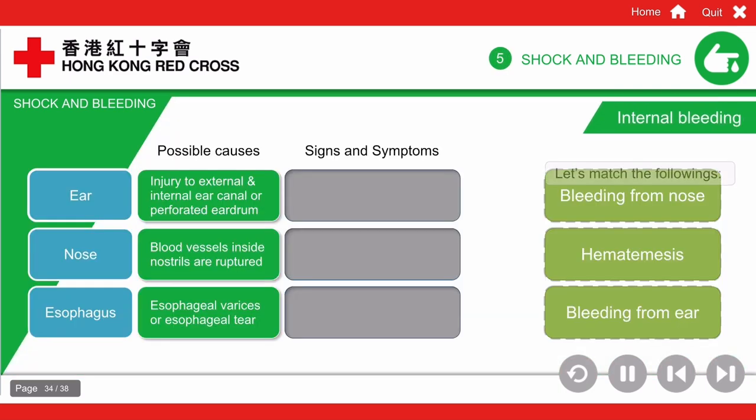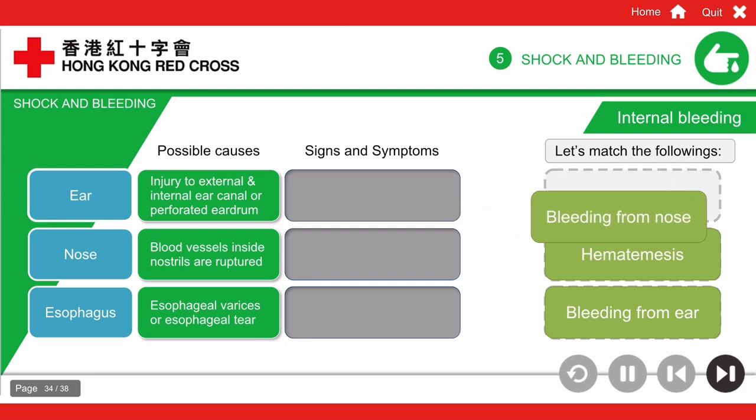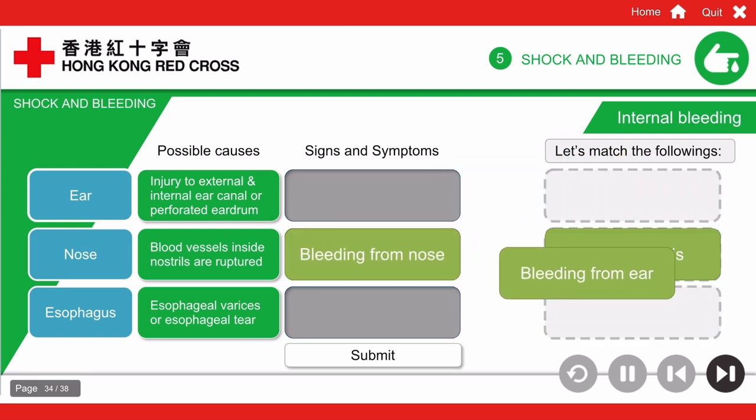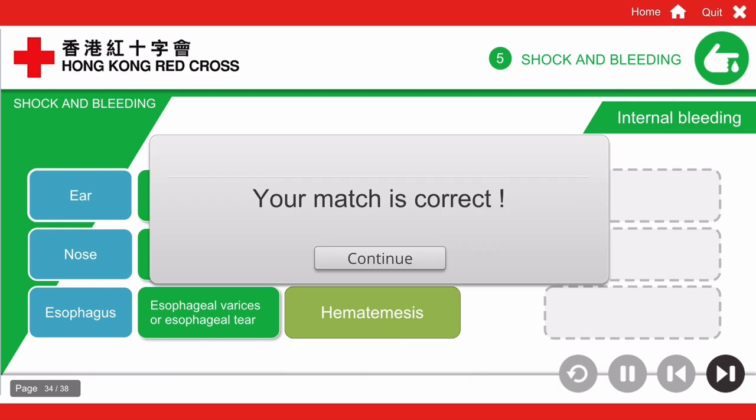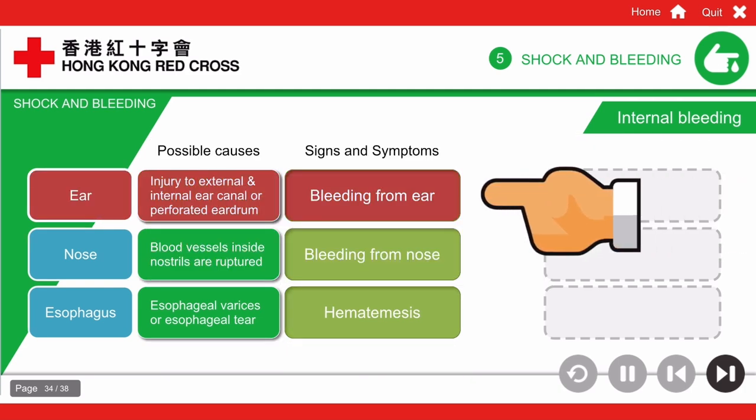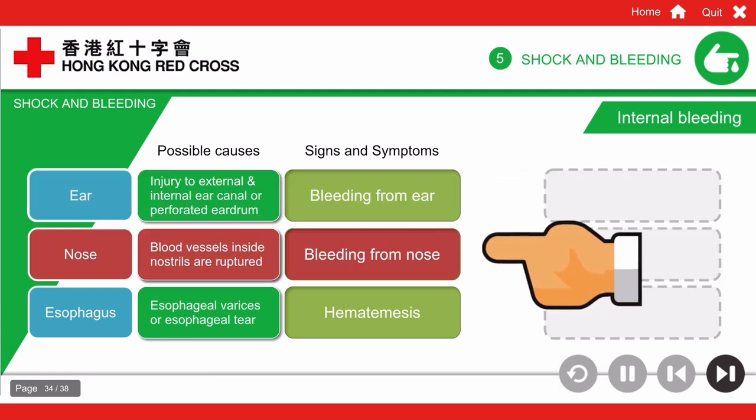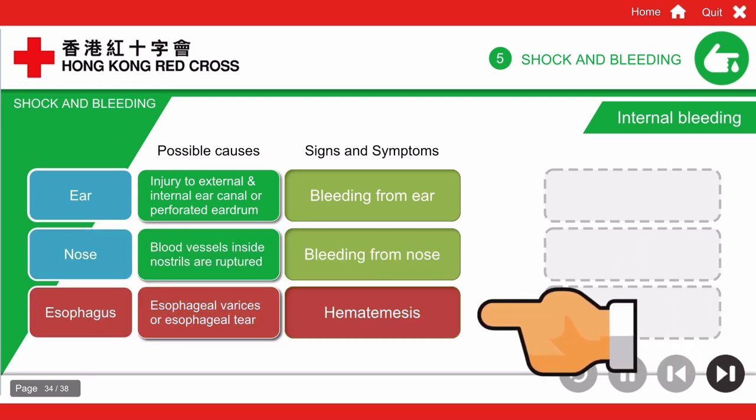There are different causes and signs and symptoms of bleeding at different sites. Let's match the following. Your match is correct. Bleeding from ear can be caused by injury to the external or internal ear canal or perforated eardrum. Bleeding from the nose can be caused by rupture of blood vessels inside nostrils. If the victim has hematemesis, he or she may have bleeding in esophagus due to esophageal varices or esophageal tear.